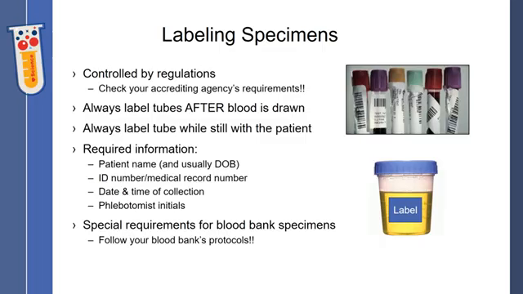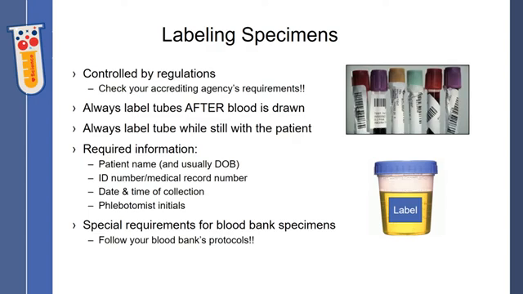Required information for labels includes, at a minimum, patient name. Usually the date of birth is included. They need an ID number or a medical record number, the date and time of collection, and the phlebotomist's initials, or whoever drew or collected the specimen needs to initial it. So just a note, there are special requirements for blood bank labels. Whatever your blood bank's protocols are, you should follow them. And I can promise you that your specimen will be rejected if you don't follow them. So make sure that you know what they are and that you always follow those protocols.